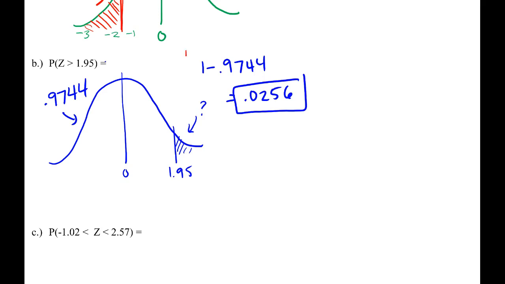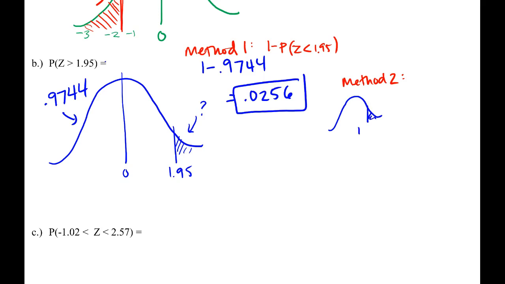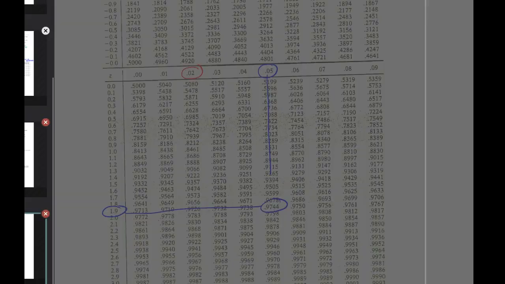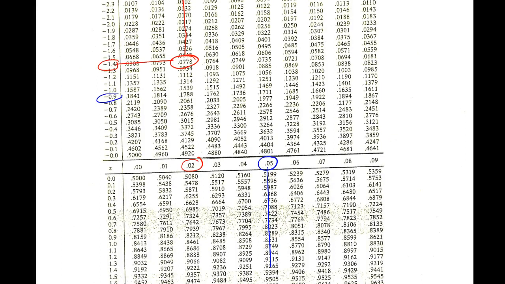Another method, so this is method 1, is just 1 minus the probability of z less than 1.95, right? The table. Method 2 is to use the fact that this curve is symmetric. So we can look at this and we know, okay, if I'm looking for the probability of greater than 1.95, that's got to be the same thing as the probability of less than negative 1.95. So you could just look up the negative anytime you're dealing with the right side. So again, if I had gone to my table, negative 1.95 gives us that 0.0256.